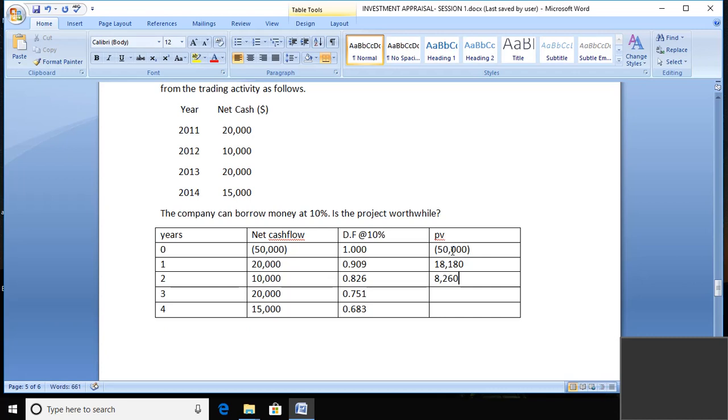8,260. Come to year 3, 20,000 by 0.751, you will get 15,020. Year 4, you'll get 15,000 multiplied by 0.683, you should get 10,245. Please go through these figures and just verify the figures.